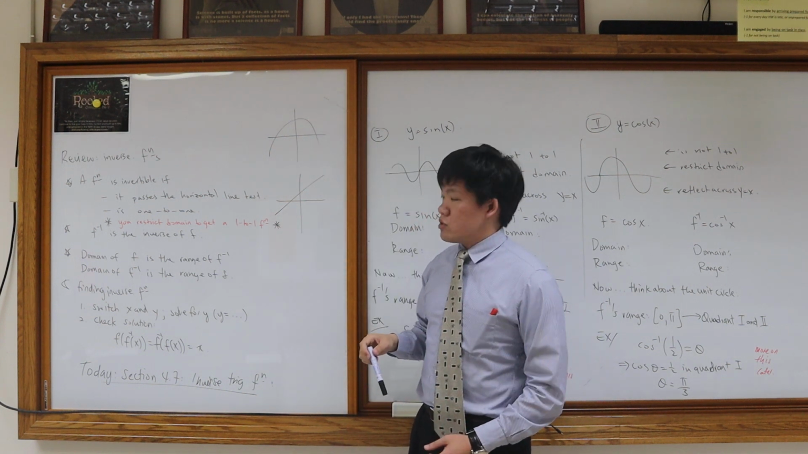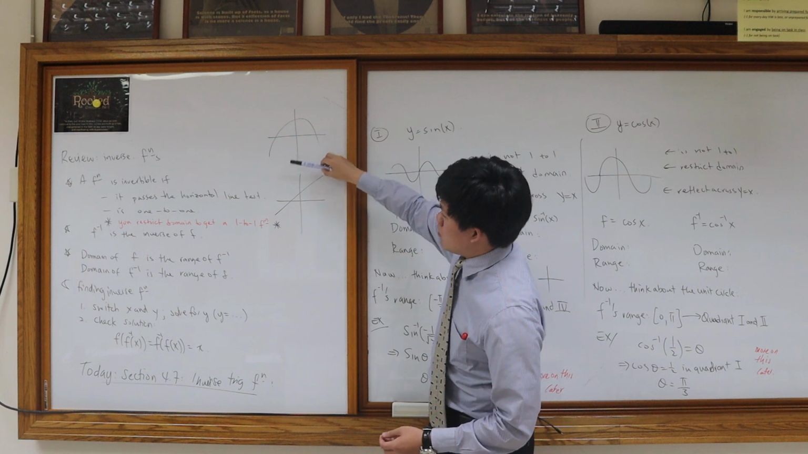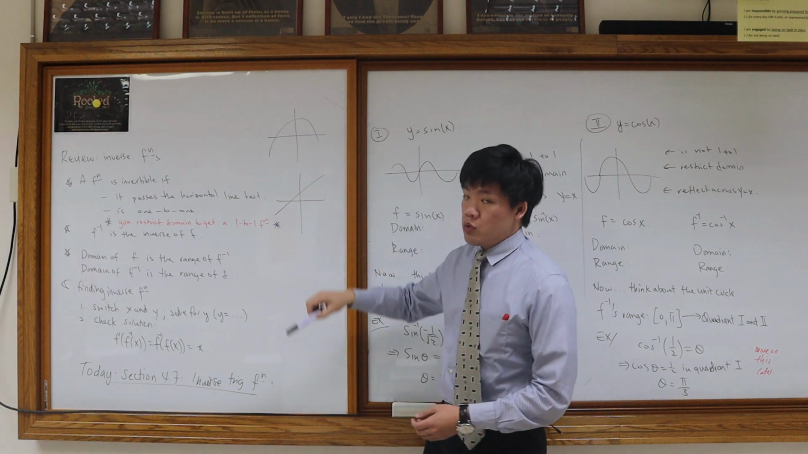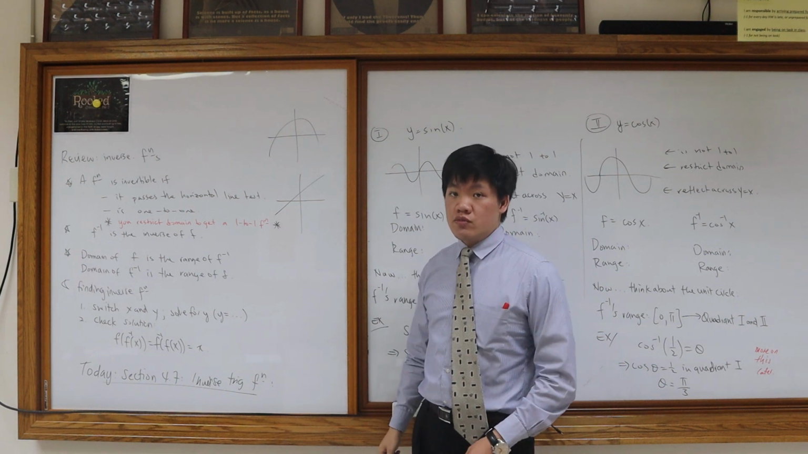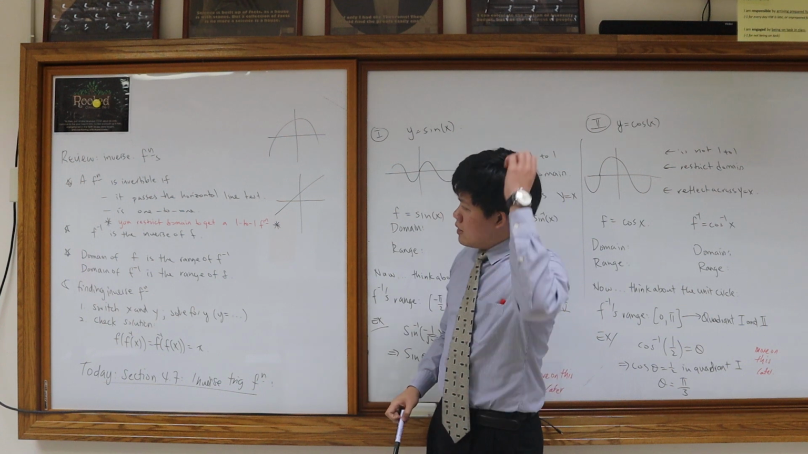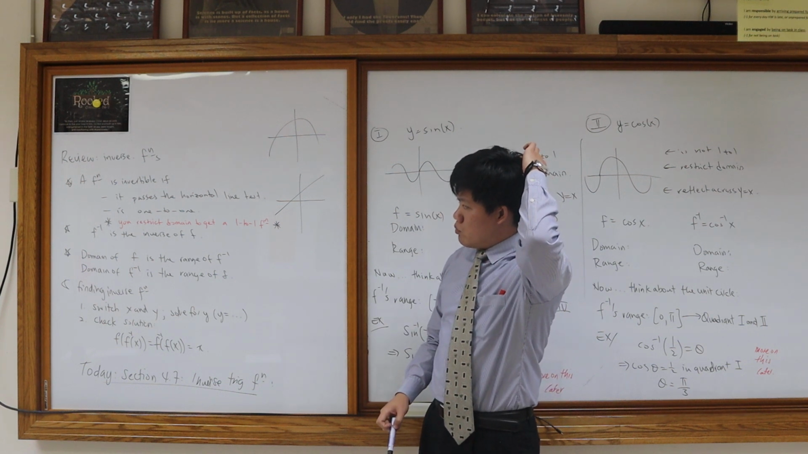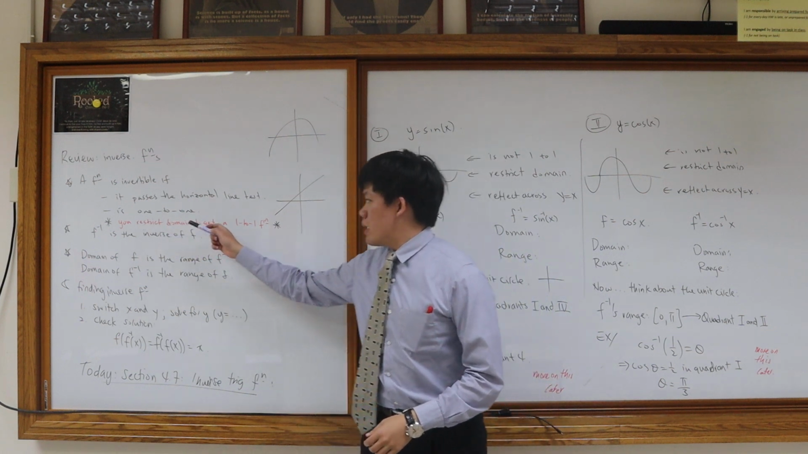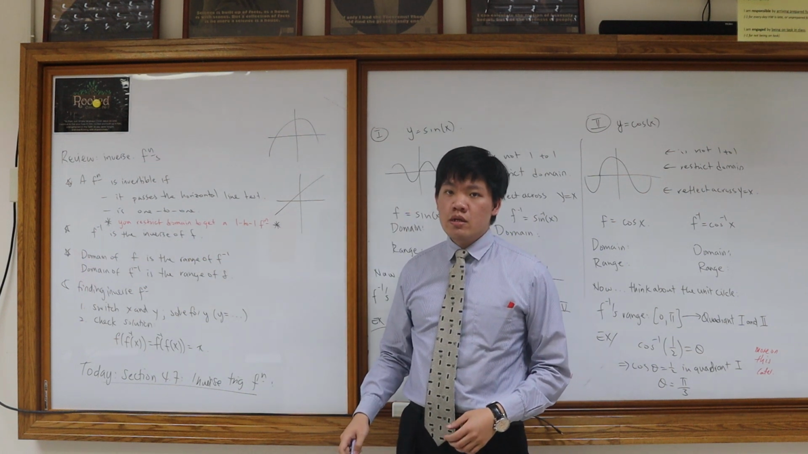So this one here doesn't pass it, because this point and this point would make it not one-to-one. Now for this example, if you scroll up and down like this, for every y value there's only one value of x. That means this passes the horizontal line test, which means this function is invertible. The main focus is that if you restrict the domain of a function to make it one-to-one, it will work.